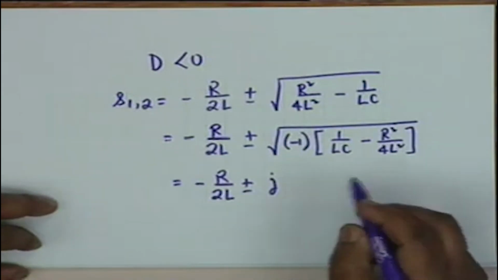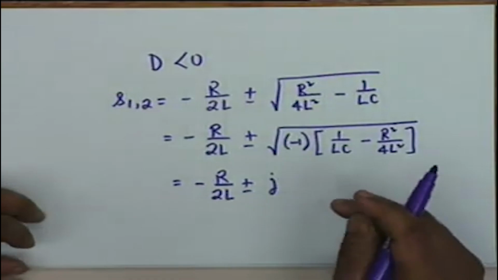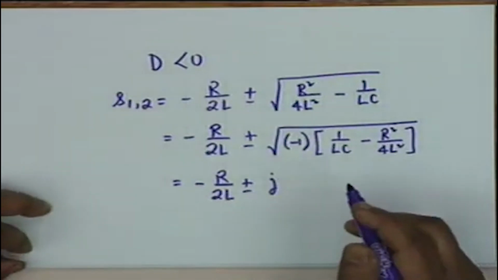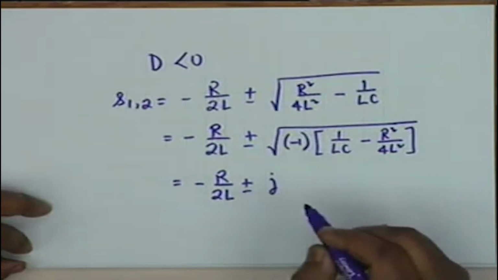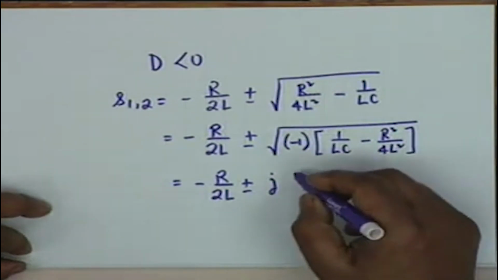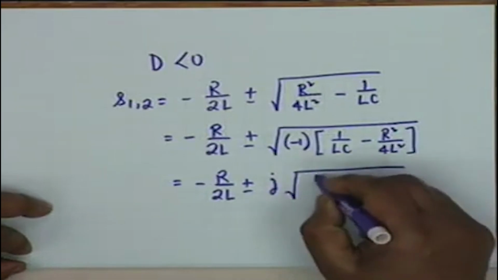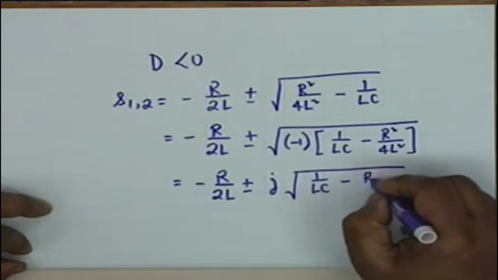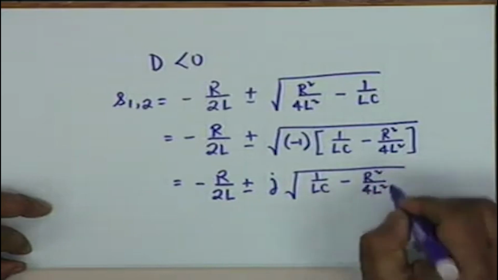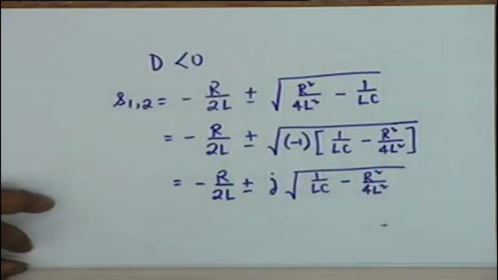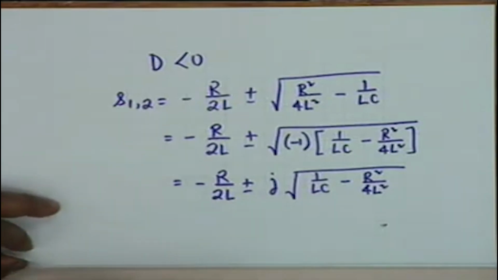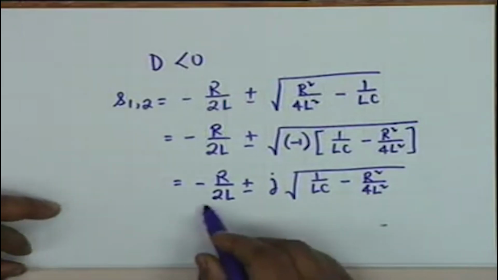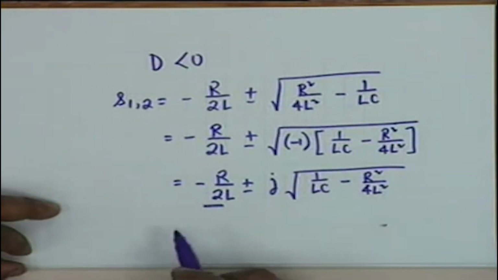In mathematics one writes an i, but small i we use for current in electrical engineering, and therefore in electrical engineering we always use j as the square root of minus 1. So j times the square root of 1 over LC minus R squared by 4L squared, this would be the nature of the roots. And you see that unless capital R is 0, the roots are in general complex quantities.